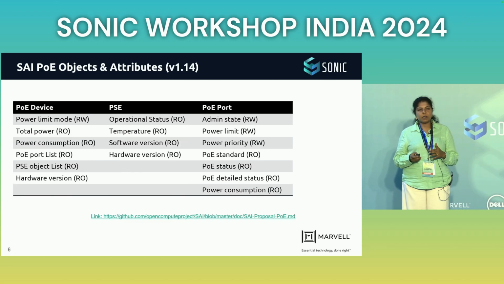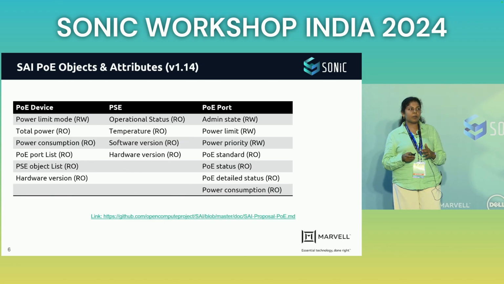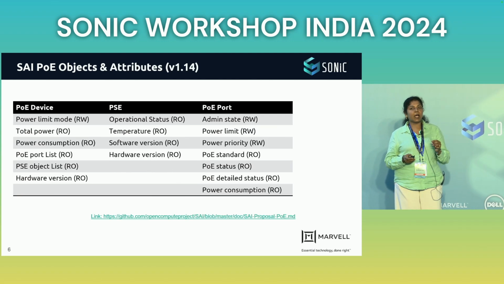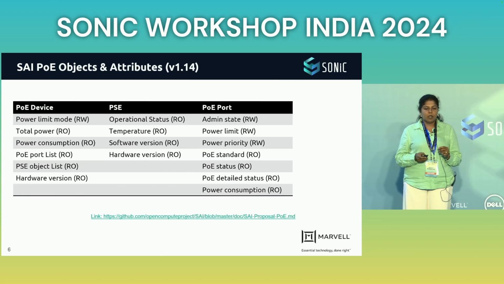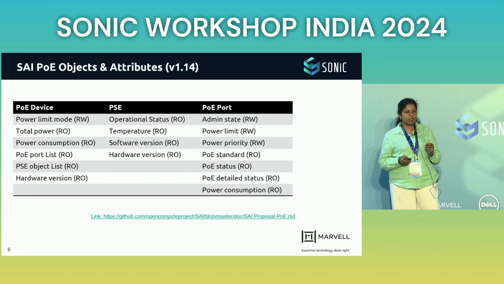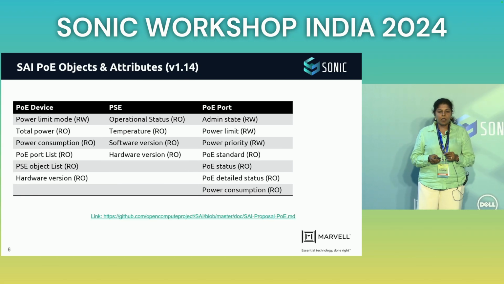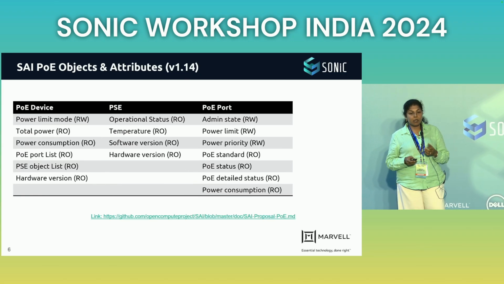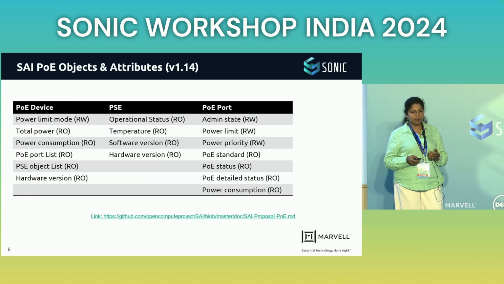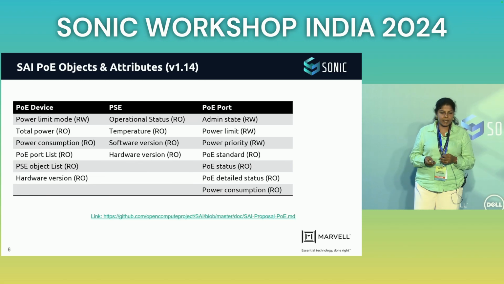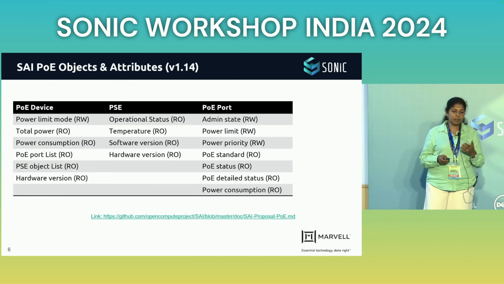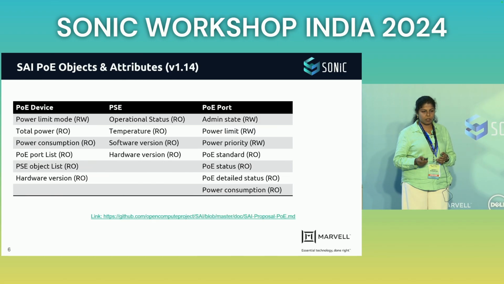Most often systems will not be having sufficient power to support all the PoE ports simultaneously. So, in such cases you can ensure the high priority ports always receive power. For example, you can connect your security cameras to high priority port and ensure they are always operational even during limited power supply. Next is the PoE status. Okay, the PoE standard indicates the standard supported. The PoE status indicates the current power delivery status. PoE detail status provides the reasons in case the port is unable to deliver power. Power consumption displays the current power used by that particular port.